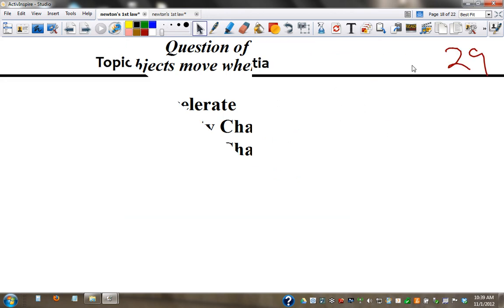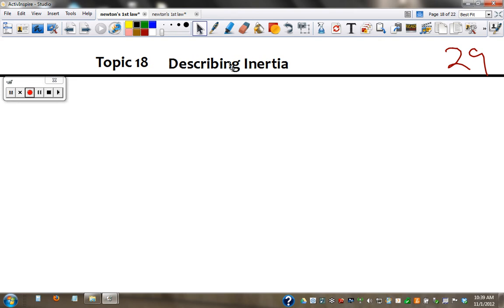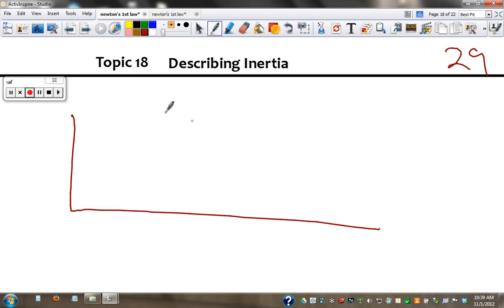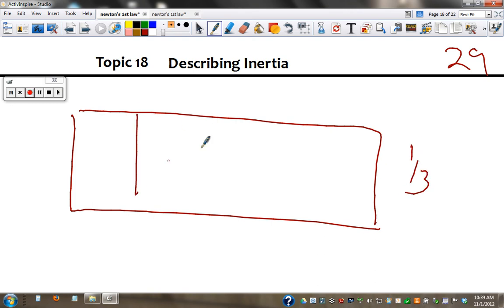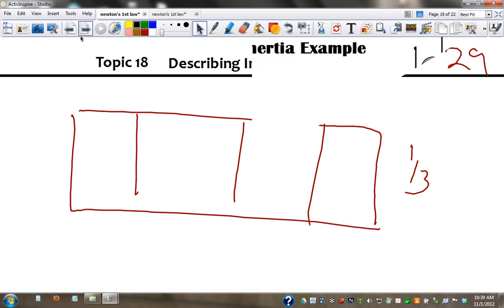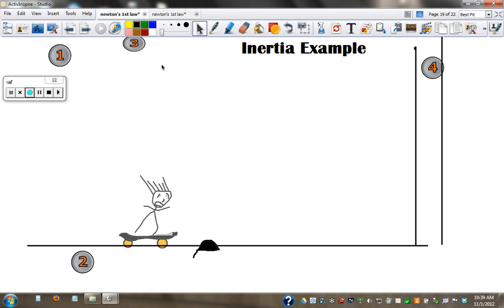This is on page 29, describing inertia. And what I want you to do is draw into this about a third of the page, pretty big, a four square comic strip. This is mostly practice for an extra credit assignment that you'll have available to you. And here's example number one.